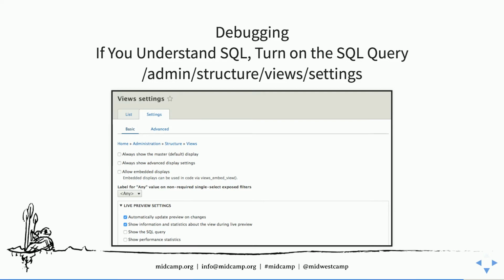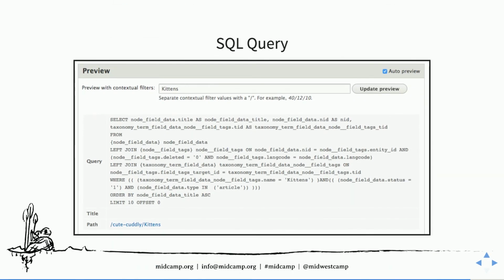Quick word on debugging. If you understand SQL at all, there's a good option in the view settings to show the SQL query. It's at the very bottom of the live preview settings. If we turn that on, when you hit preview, you actually get the SQL for whatever view we're outputting. Some people understand what's going on here, some people don't. The fields it's referencing are usually very long, which is why it's sometimes hard to read. But if you understand SQL, you can debug some of it here.